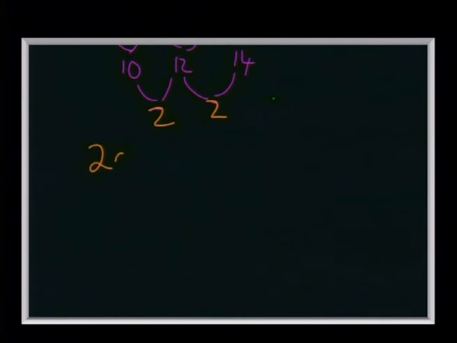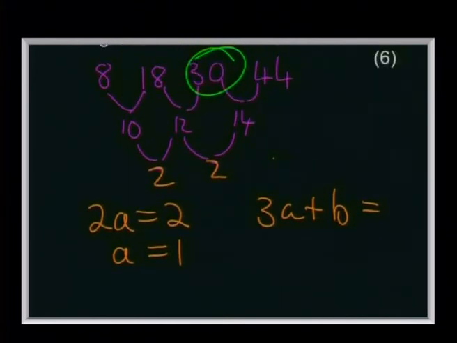It says that 2a is the second difference, and the second difference is 2, so a is 1. Right? Then, furthermore, it says that the first term of the first difference is 3a plus b. So 3a plus b equals, and let's have a look at what is the first term of the first difference, 10. So I'm going to say 3a plus b is 10.